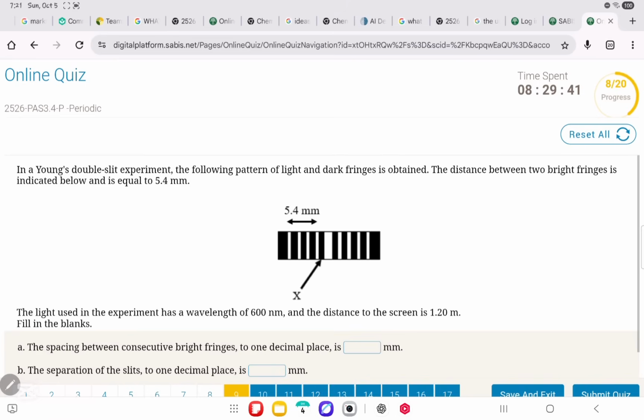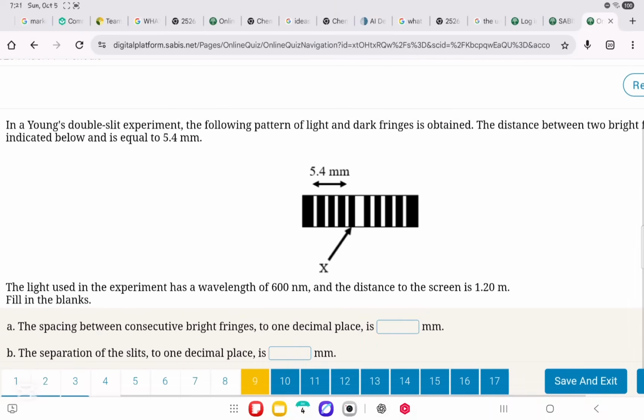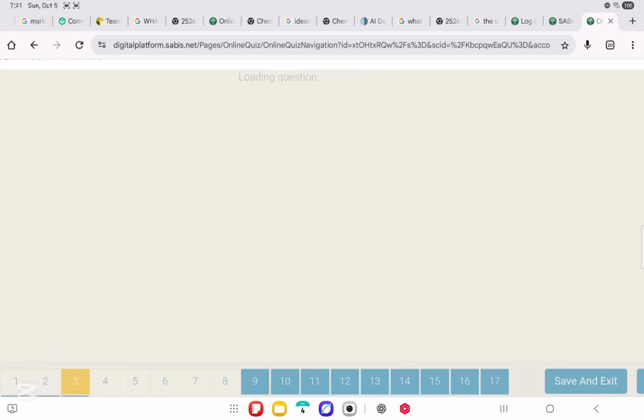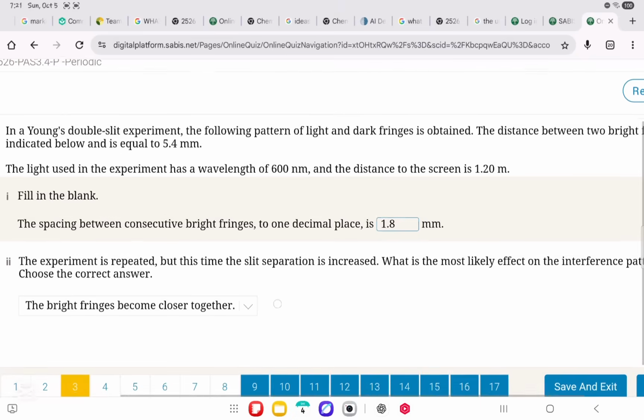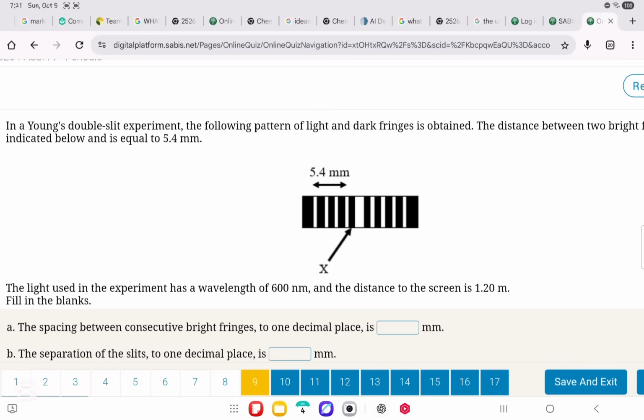Now we move on to question number 9. What does it say in question number 9? Yeah, as I believe, it's the same thing as question number 3, just more questions. So again, how would we solve? They gave us that 4 bright fringes have a position of 5.4. So what is the spacing between consecutive bright fringes to one decimal place? Consecutive bright fringes means directly after each other.